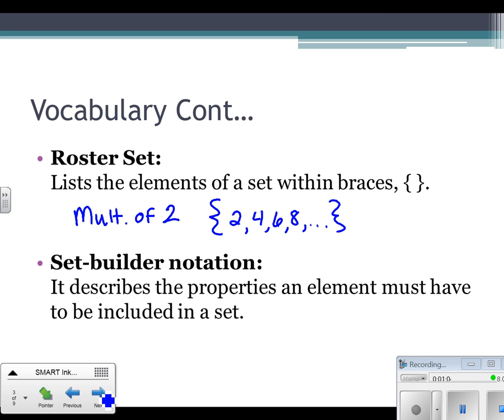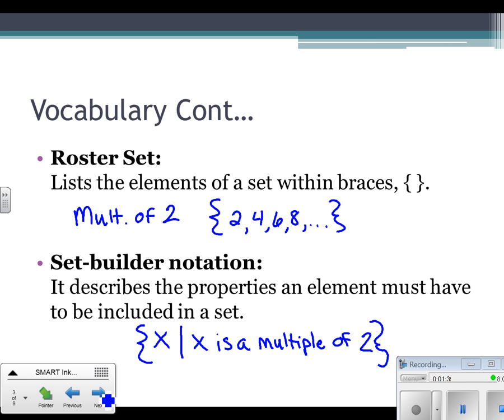Set builder notation is another way to identify a set, but it describes the properties an element must have to be included in that set. If I was doing multiples of 2 in set builder notation, you write a brace, you write X, then you write a vertical line segment, and then I would say X is a multiple of 2, and then another brace to close it off.